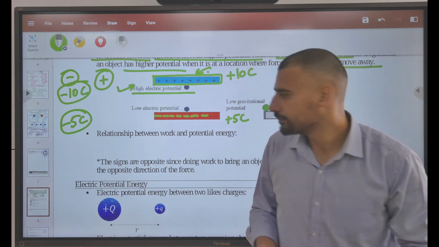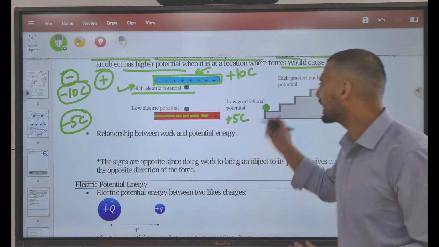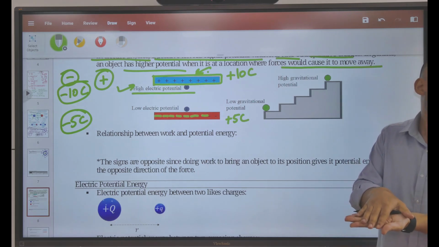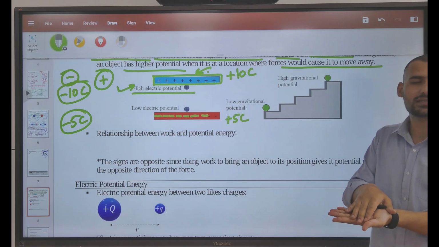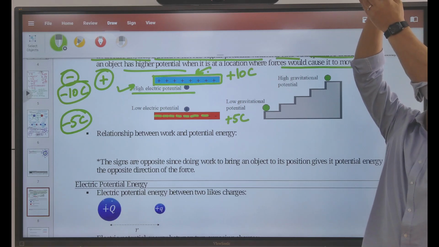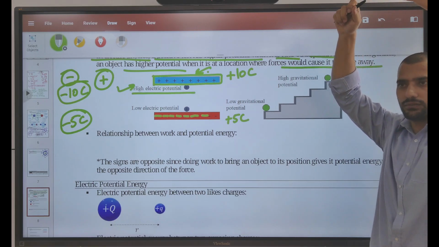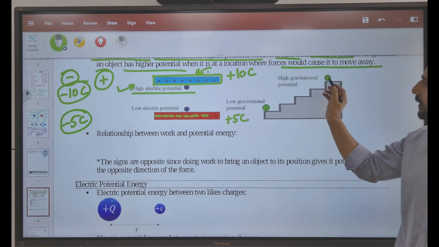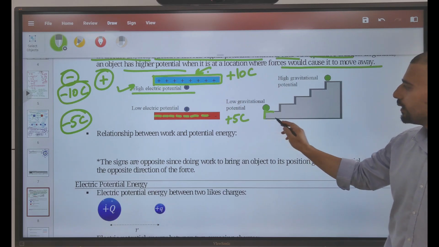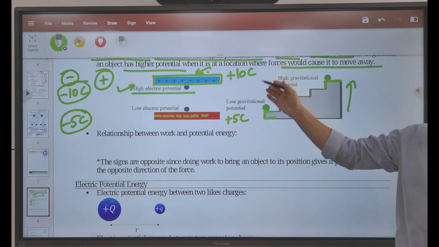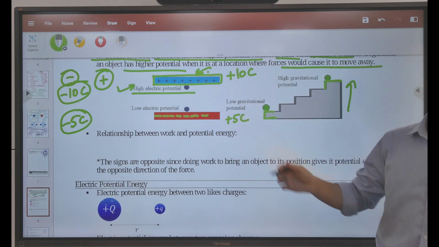Is that fine? Similarly, for example, in gravitational fields, if a body is here, it has low gravitational energy, isn't it? So it has less potential. If it is taken up, it gains potential energy, isn't it? It has more potential. Is that fine? So, similarly, low potential will be here, higher potential will be here. It is the same thing with regard to the charges. Is that fine?